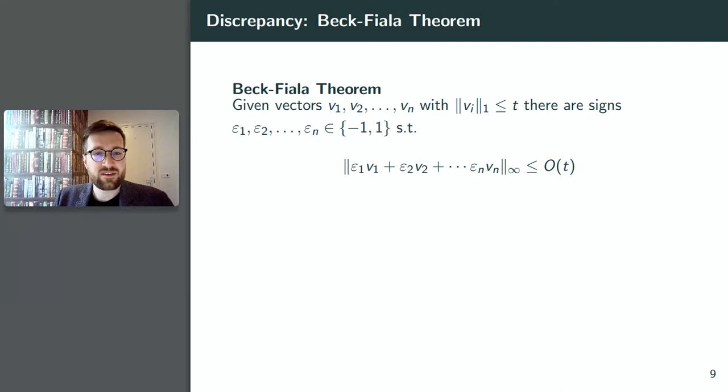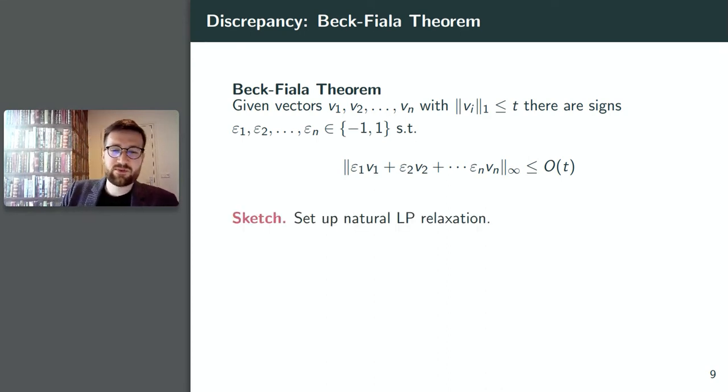The theorem says you can find signs epsilon 1 until epsilon n, which are either -1 or 1. And if you now take the signed sum of your vectors, so you multiply sign 1 with vector 1, plus sign 2 times vector 2 and so on, you sum them all up, then you get a total vector, and you can find these signs such that this signed sum is very small in every dimension, and the bound that they get is order of t.